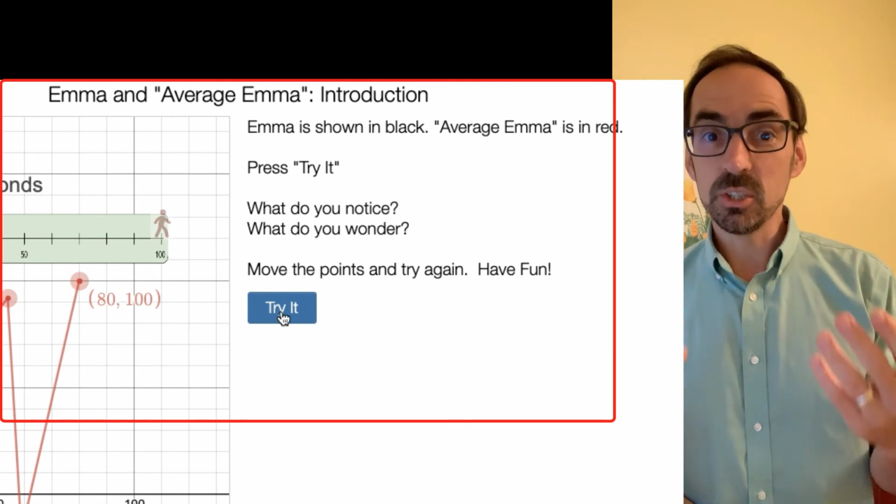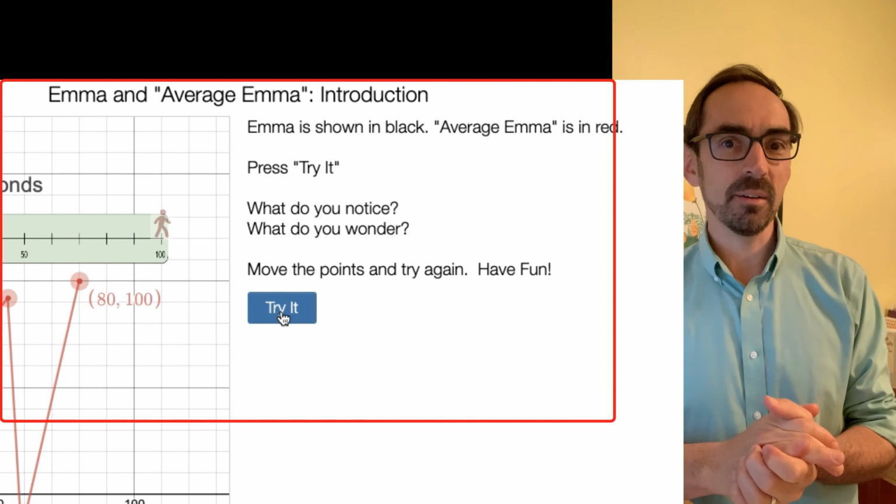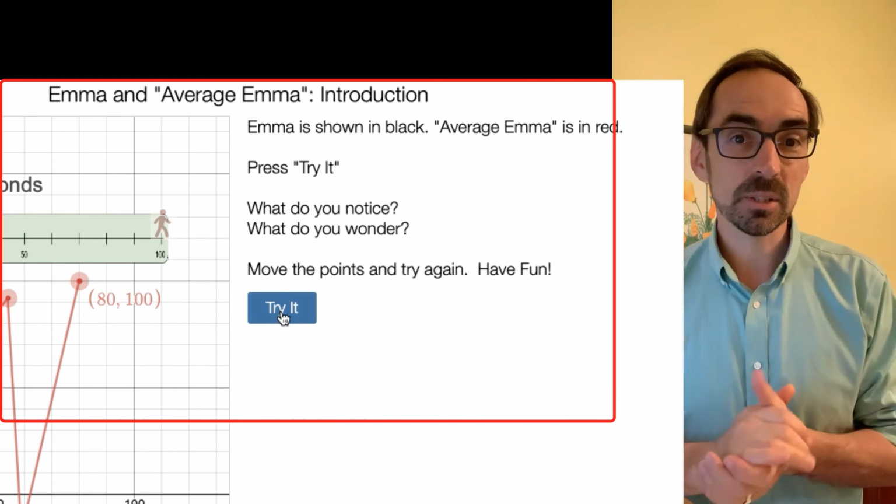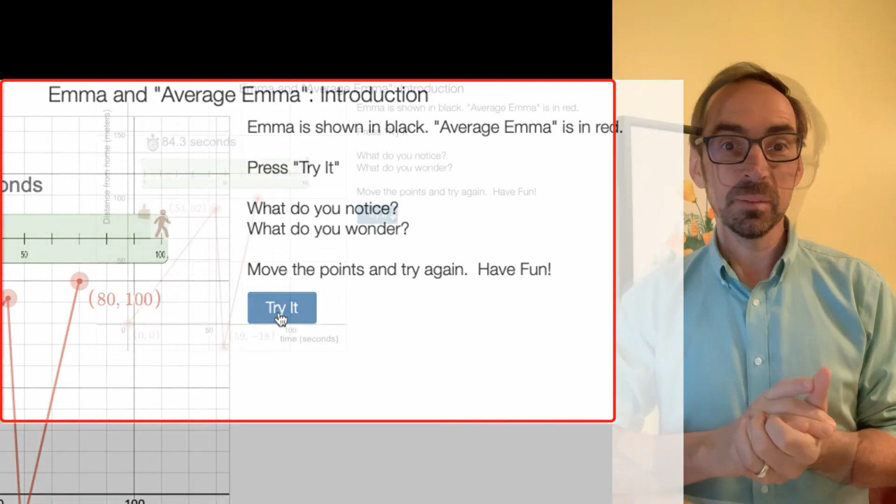Students might naturally jump right into the question, I wonder how fast Emma's going. I wonder how fast average Emma's going. How do we make them start and stop in the same place at the same time?